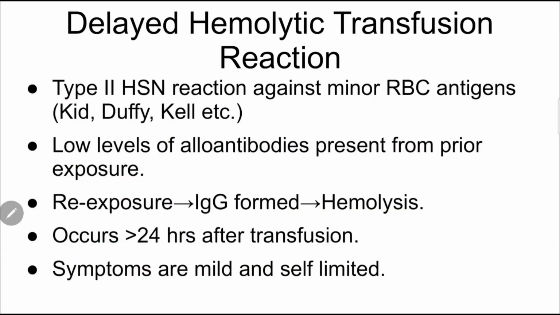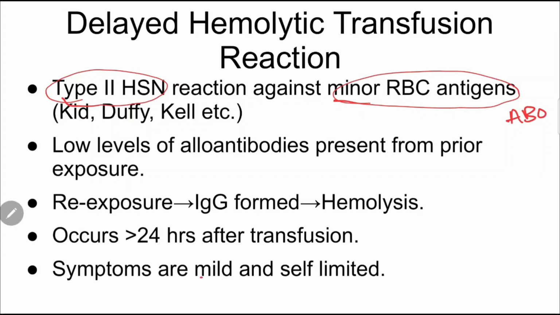Okay, finally, we have delayed hemolytic transfusion reaction. It's again going to be a type 2 hypersensitivity reaction, meaning that there's antibody formation against an antigen, but this time the antigens are minor RBC antigens, not the major RBC antigens, which were basically A, B, and O, right? So these are minor ones. So if there's a mismatch in minor RBC antigens, the symptoms are not going to be as severe as with the major ones. The symptoms are going to be mild and self-limited, right?